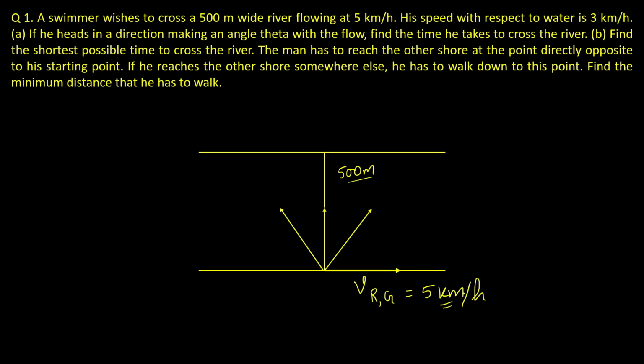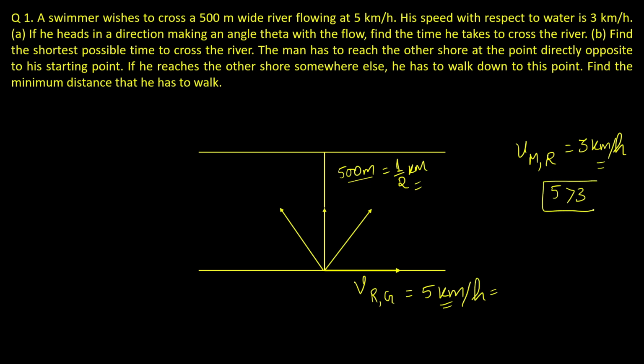This is meter, this is kilometer. Just remember these things. You need to be very clear about the units, otherwise you're going to make a blunder and your options will never match. So either I can write here half kilometer. It's better. Now his speed with respect to water is 3 km per hour. Velocity of man with respect to river or water is 3 km per hour. Now see here, the velocity of current is 5, and the velocity of man with respect to river is only 3. So this 5 is greater than 3.